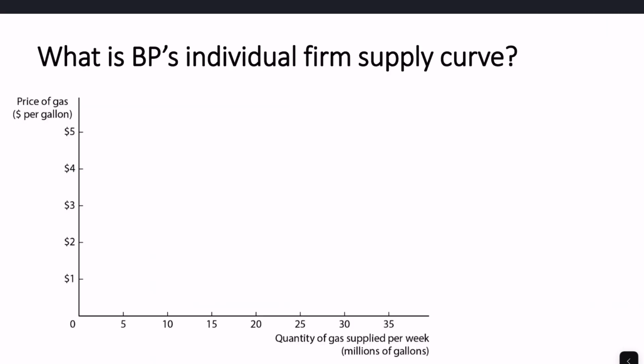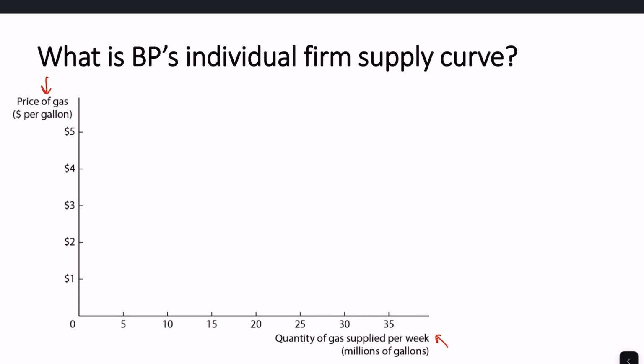Just like for demand, we will have an axis here. On the y-axis, this is going to be price, and for this example, it would be dollars per gallon. And on the x-axis, we'll have quantity. So this will be quantity of gas supplied per week in terms of millions of gallons.